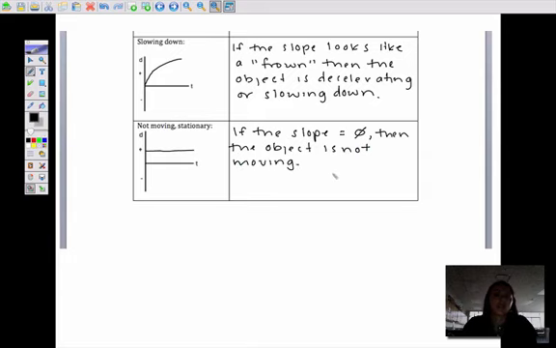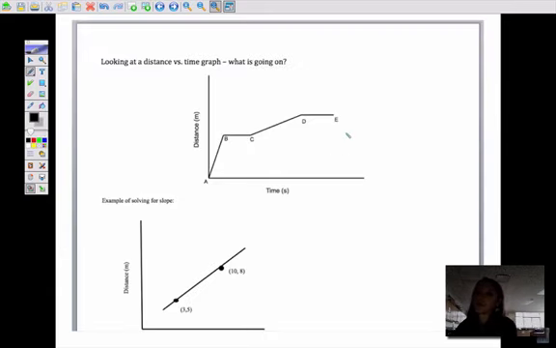Now before we move on, it's important to remember that these four rules and these four types of lines only apply to position versus time graphs. There will be a different set of rules for velocity versus time graphs, which we'll have to differentiate between much later. So if we're looking at a distance versus time graph, we need to be able to tell what's going on. So we're going to look at points A to B, then B to C, C to D, and D to E.